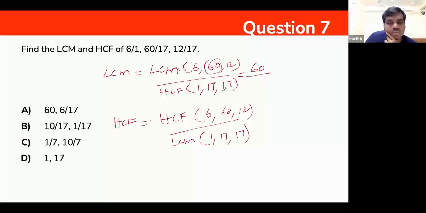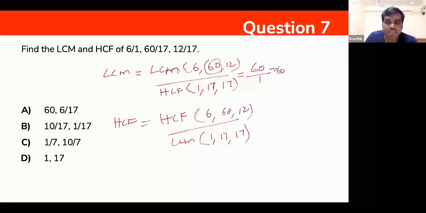And HCF of 1, 17, 17. Highest common, the number that will divide 1 and 17 is nothing but 1. Right? 1 into 1 is 1. 1 into 17 is 17. So 1 is the common number for both. So this will be 60.